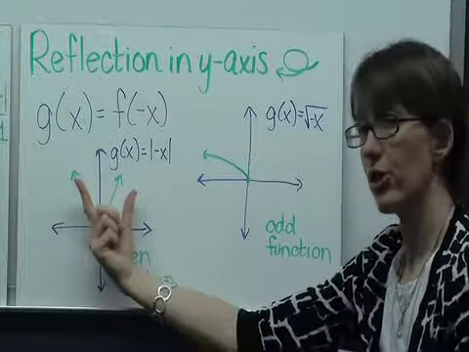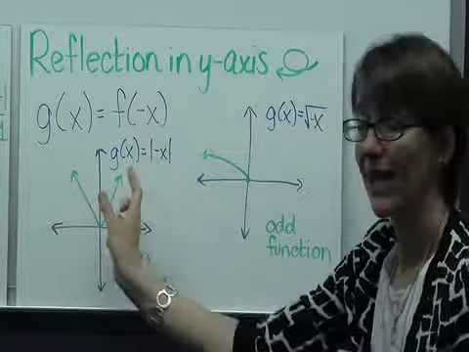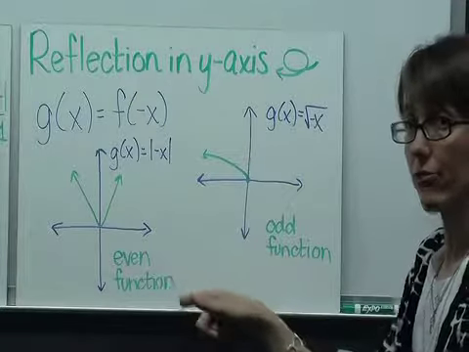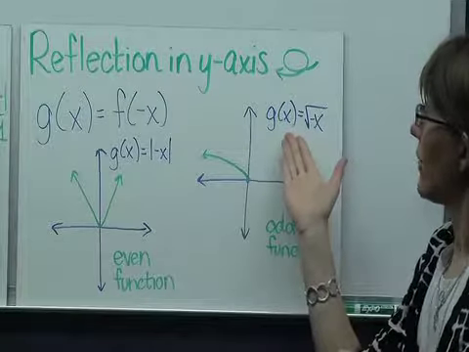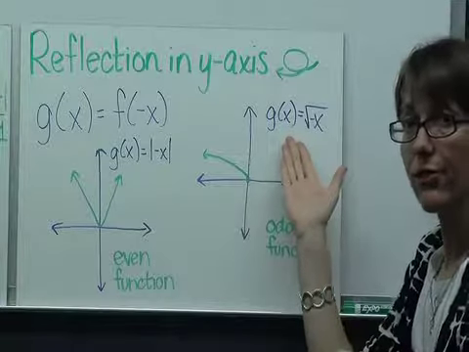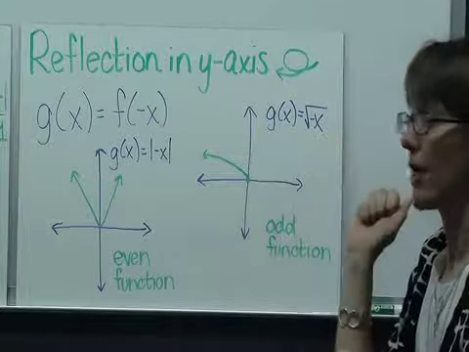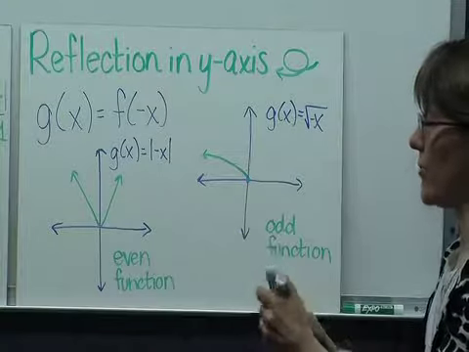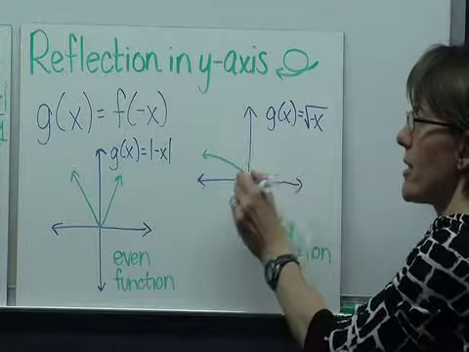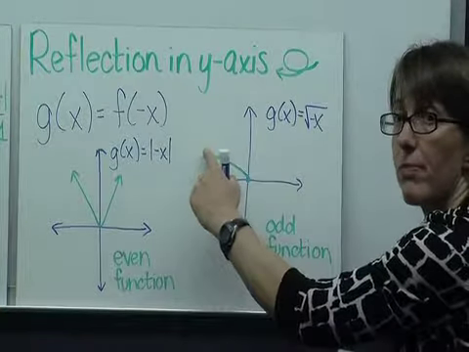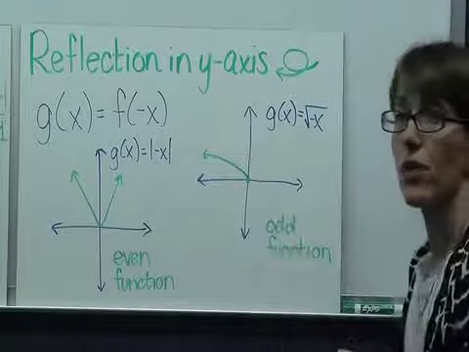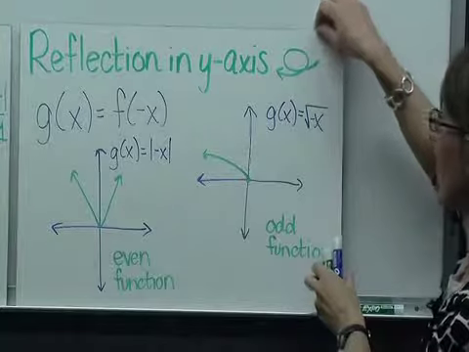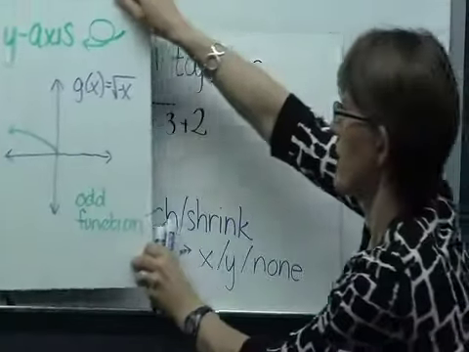So here, if I take my original absolute value graph and I reflect it in the y-axis, it looks the same. So I have what's called an even function. On the other hand, some functions may look different when reflected in the y-axis. An example of this is the square root function. The square root of negative x: normally my square root function would look like this. But now it's been flipped, it's pointing the other way. This is also called an odd function. So sometimes this reflection in the y-axis is important.